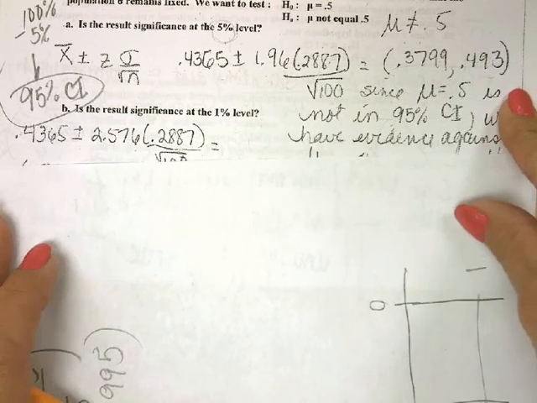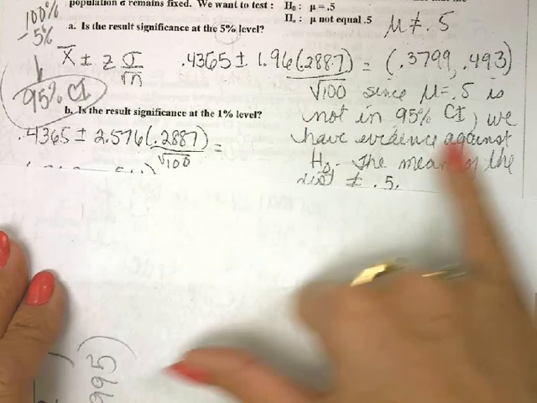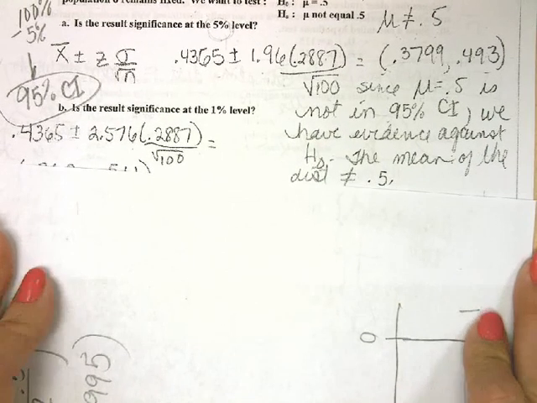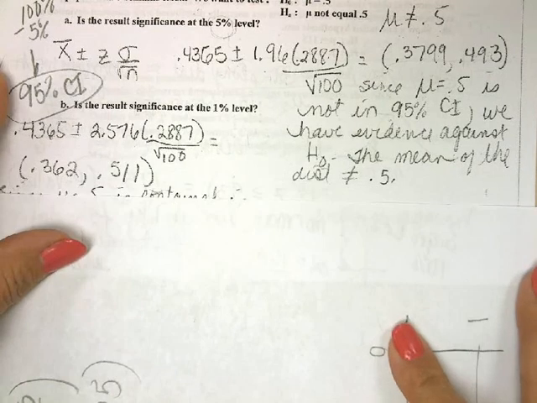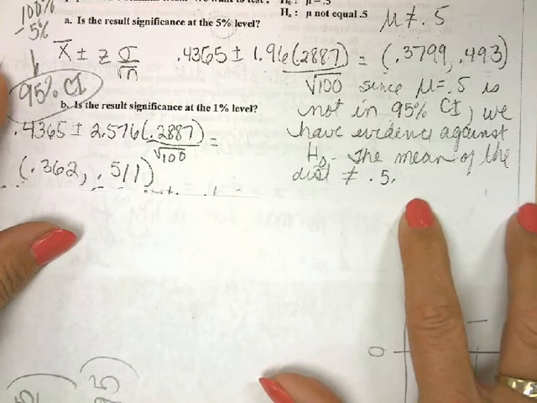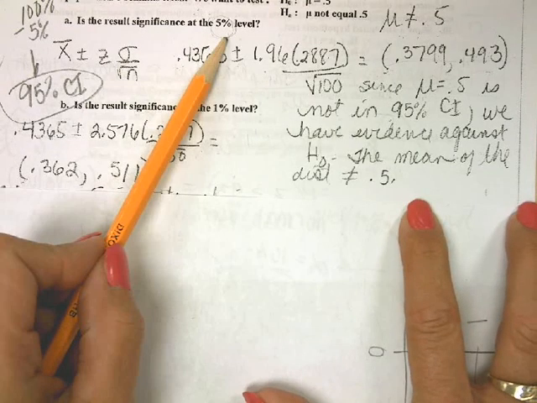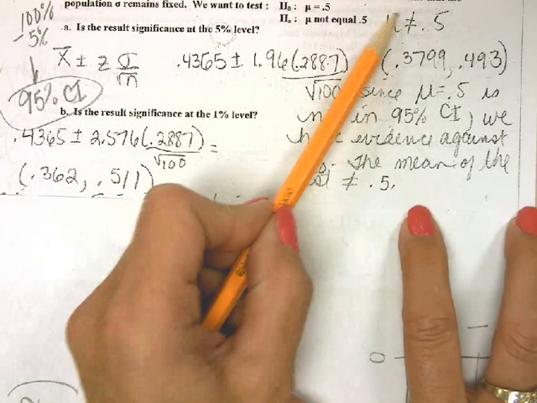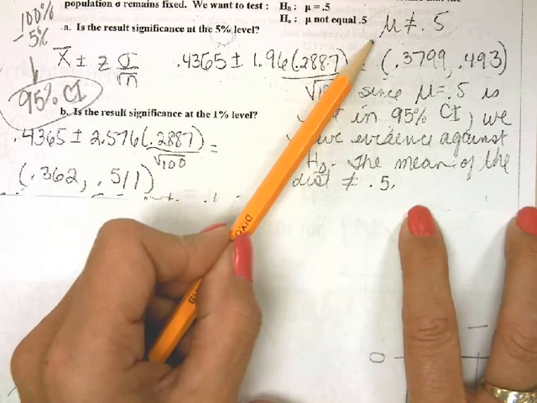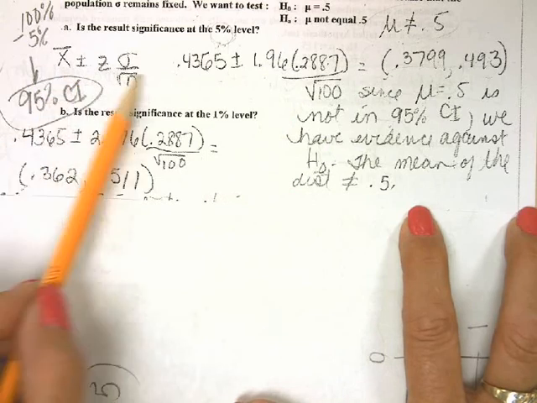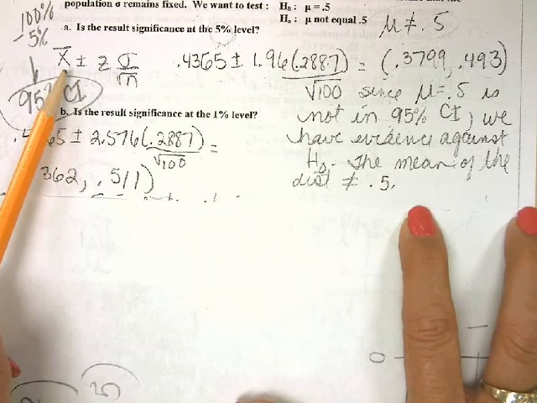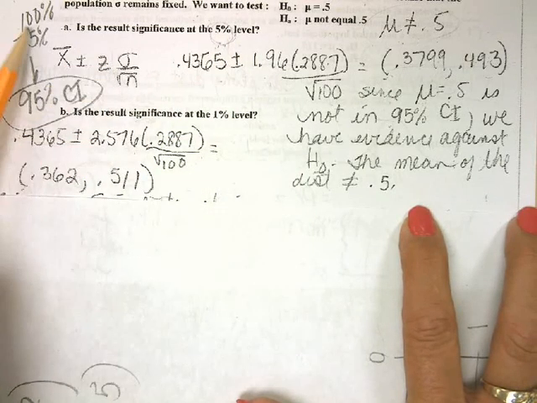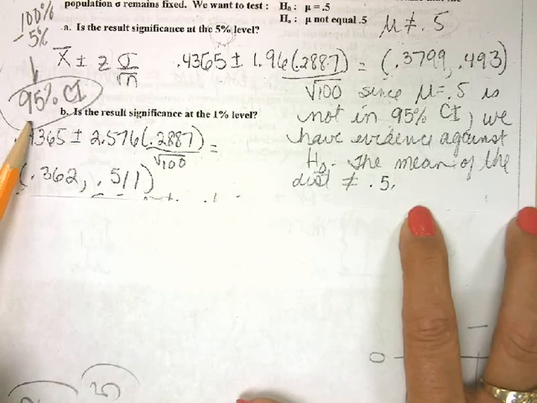So it appears as though since 0.5 is not in my 95% confidence interval, we would have evidence against the null. And we would say, no, we don't think the mean is 0.5. So if I'm given a specific significance level, and I'm doing a not equal to, I can actually perform a confidence interval from my statistic, x bar plus or minus the level, take my significance level away from 100%.